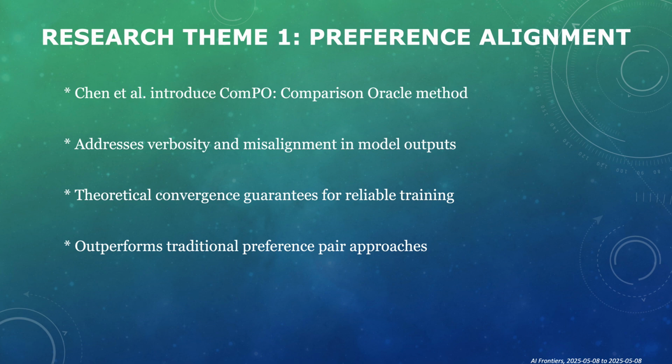A significant research theme emerging from these studies involves preference alignment techniques for large language models. Chen and colleagues introduce an innovative method called ComPO, which utilizes comparison oracles rather than traditional preference pairs. This approach effectively addresses common issues of verbosity and misalignment in model outputs. The method provides theoretical convergence guarantees, ensuring more reliable training outcomes compared to conventional approaches that rely on direct human feedback, which can often be noisy or inconsistent.